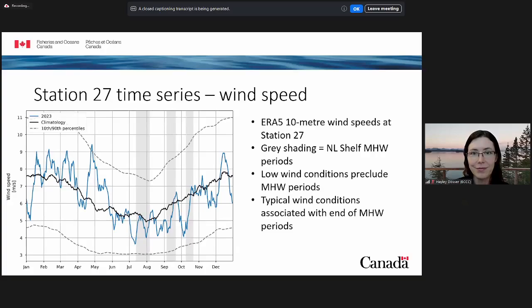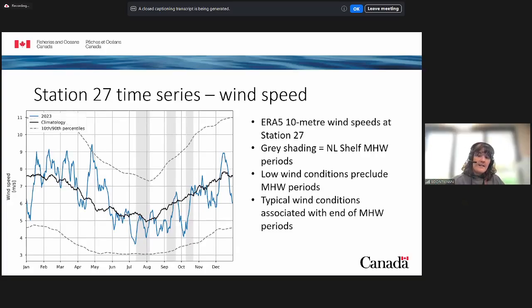Another factor that impacts stratification is the amount of energy available to initiate vertical mixing. So we looked at the 10-meter wind speed at station 27 from ERA5 atmospheric reanalysis, and stronger wind speeds can cause more vertical mixing near the surface. As seen in this plot, the start of the marine heat wave periods are linked with periods of lower than typical wind speeds. In addition, the marine heat waves tend to end when wind speeds return to high or more typical values.